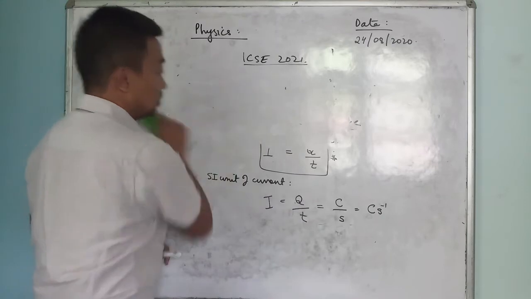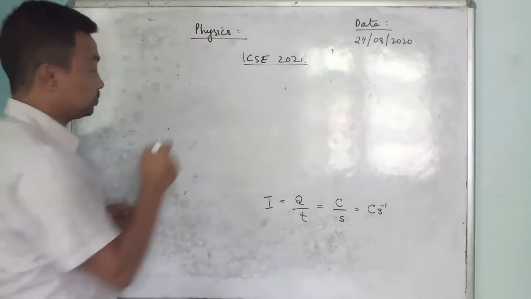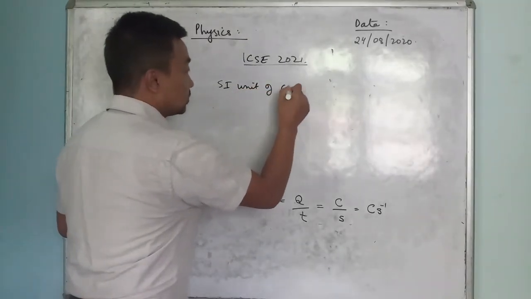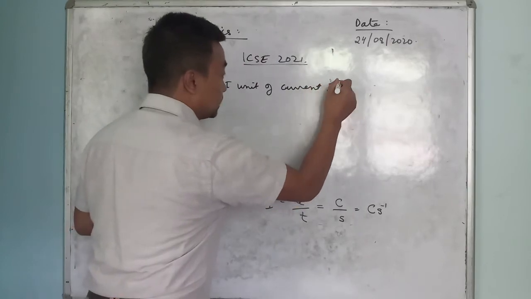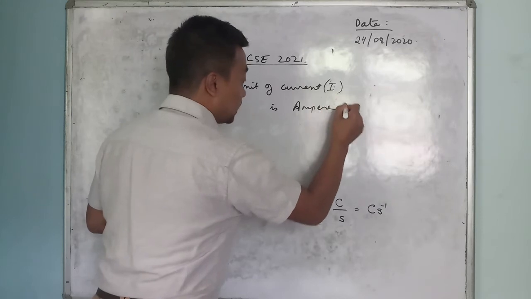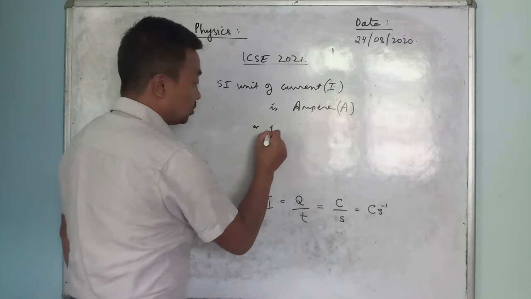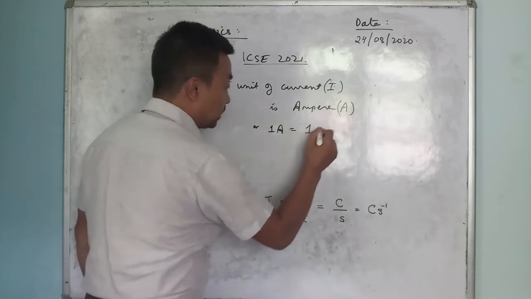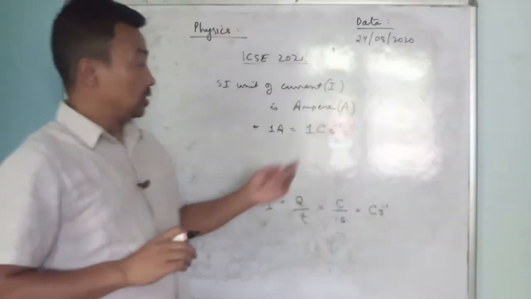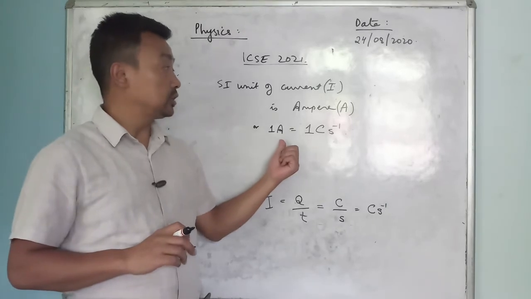Now let us write down the SI unit of current, which is given by capital I, is ampere, and this ampere is given by capital A. So we can write 1 ampere equals 1 coulomb per second. So the standard unit of the current is 1 ampere.